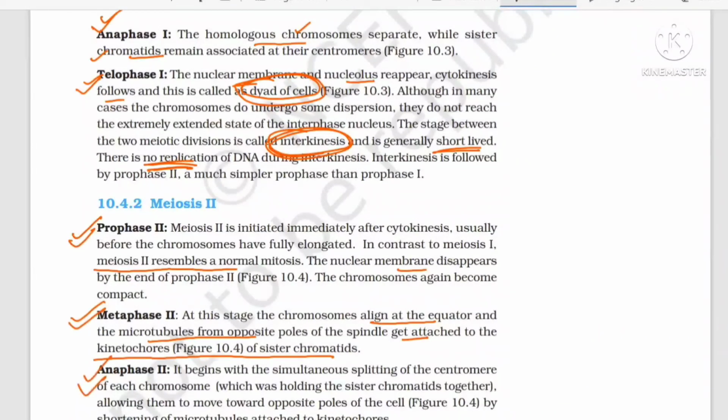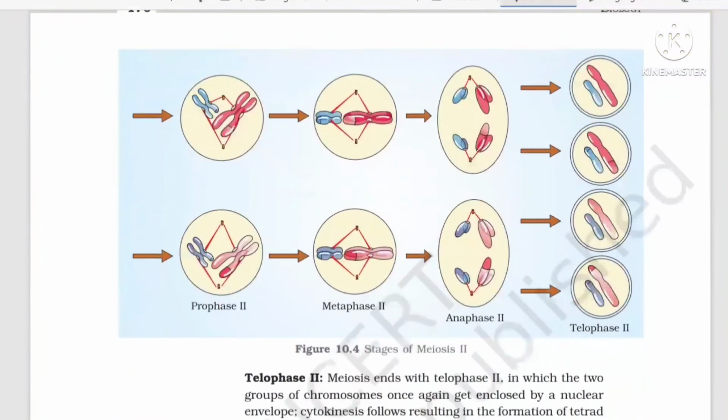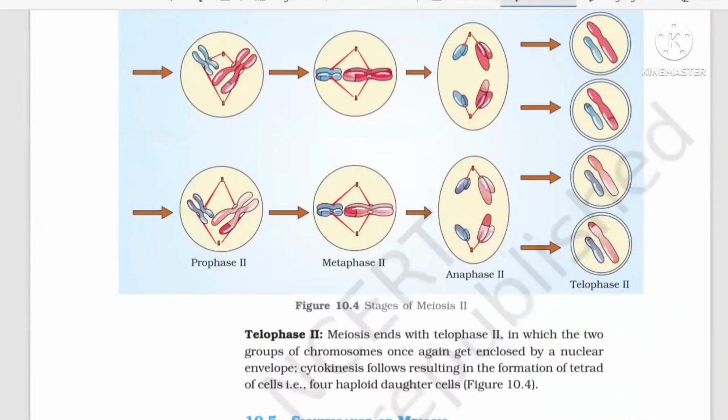In anaphase 2, what is going on? Splitting of the centromere will be done. Sister chromatids will be moved to the opposite pole by the shortening of the microtubules attached to the kinetochore. This I tried to explain while explaining mitosis. So this is the continuation going on. Check now each cell.